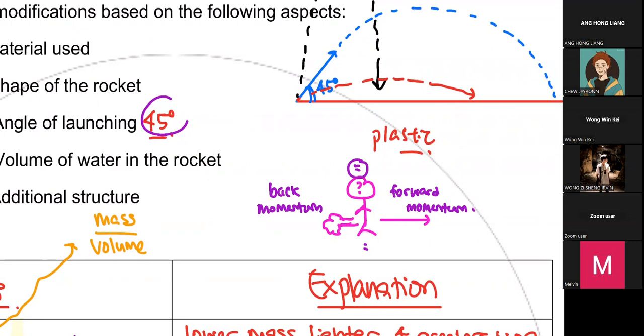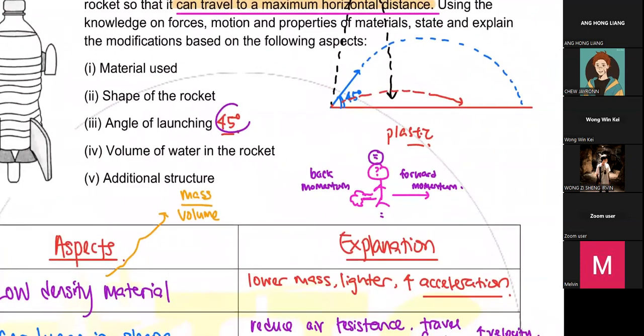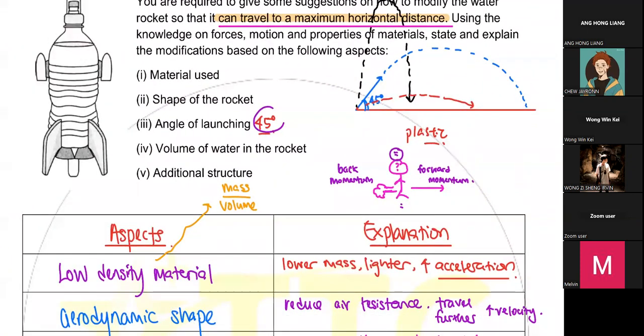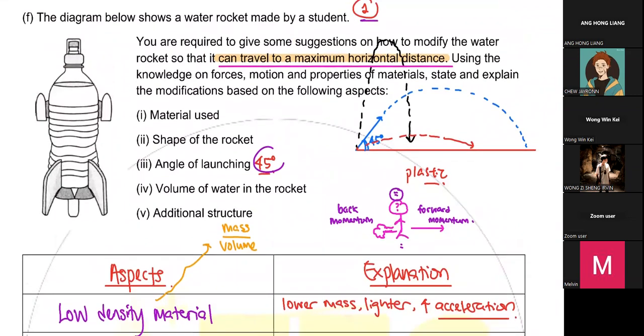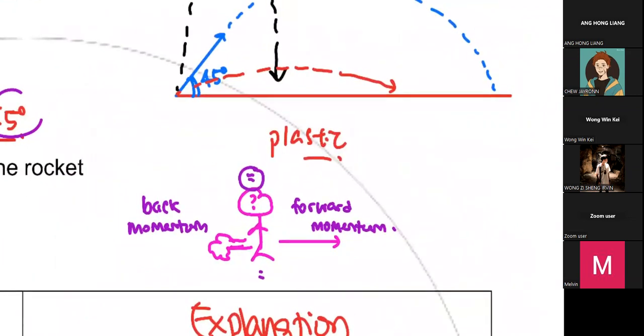Now, so forward momentum, backward momentum. This is a very simple theory. Something moves back, it will push you forward. So if something goes backwards, then there will be a forward momentum that will push you forward. Okay, now guys, then we look at the next part.